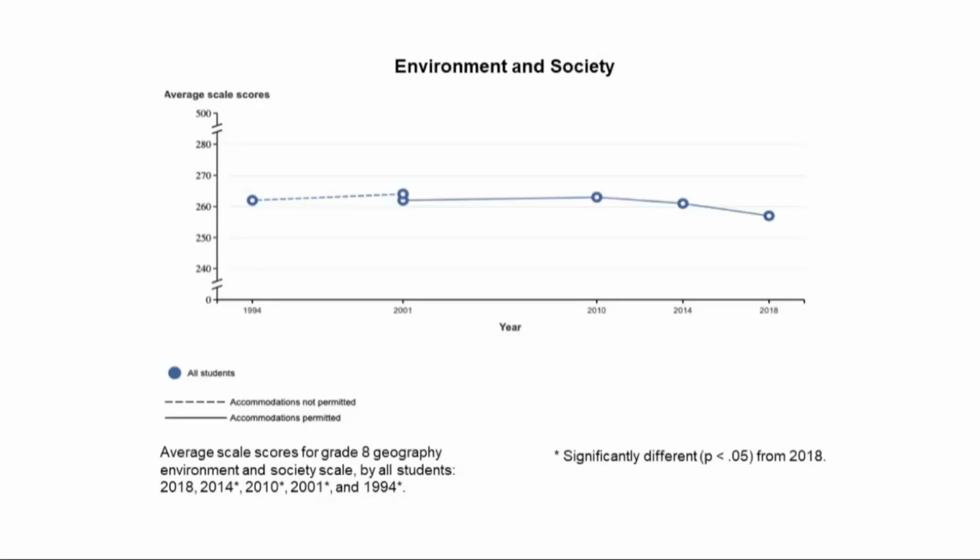I'd like to focus on scores in the environment and society domain, which measures students' knowledge of how people depend upon, adapt to, are affected by, and modify the natural environment. One of the noteworthy findings in the 2018 Geography Report that you can see here was that the average score in the environment and society domain has declined with each assessment. In fact, the average score in 2018 is significantly lower than it was back in 1994. NAEP reports don't explain trends in achievement, so it is up to stakeholders to dig deeper into the NAEP data for clues, and the Data Explorer is a great place to get started.